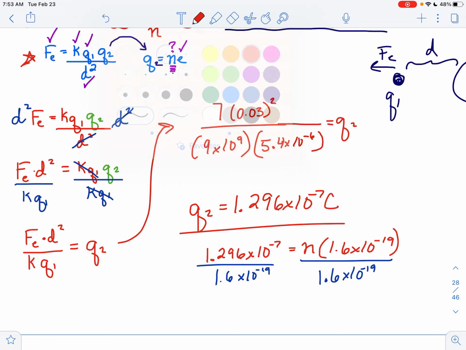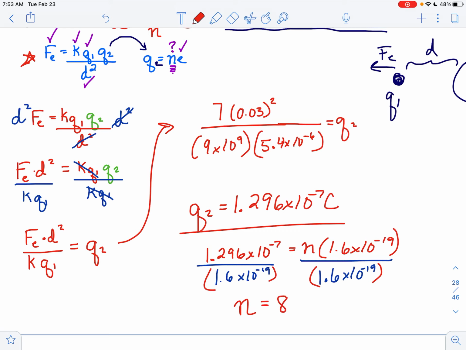And we're going to get a value of N. Now, if you're using your own calculator, you have to put this in parentheses when you divide. Otherwise, it'll divide by 1.6 and then multiply by 10 to the minus 19. So whenever you get a number that's way, way off in scientific notation, it's probably a parentheses issue. The answer is 8.1 times 10 to the 11 electrons.